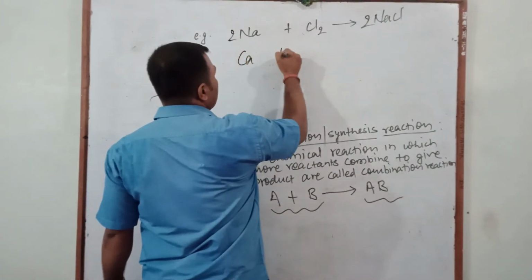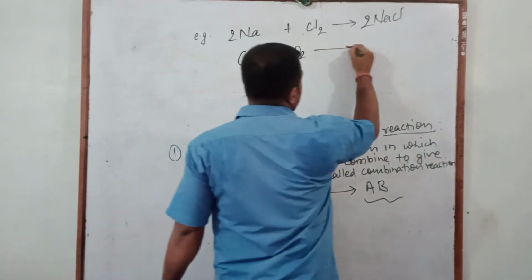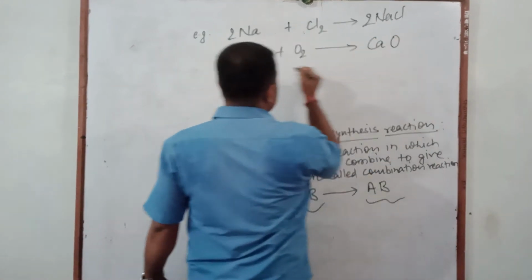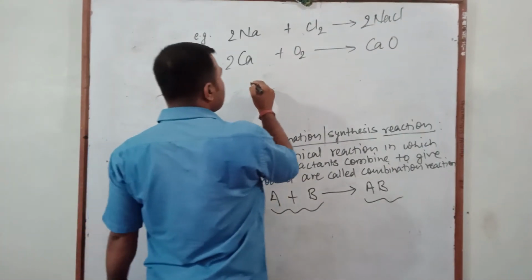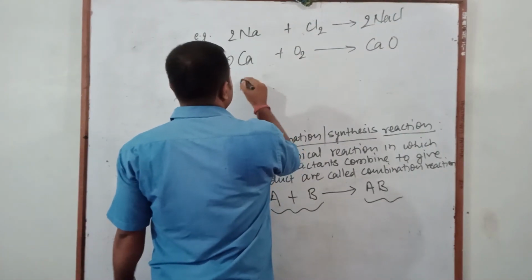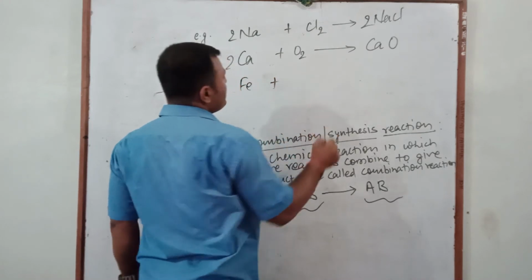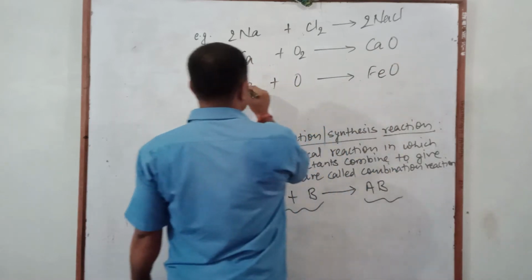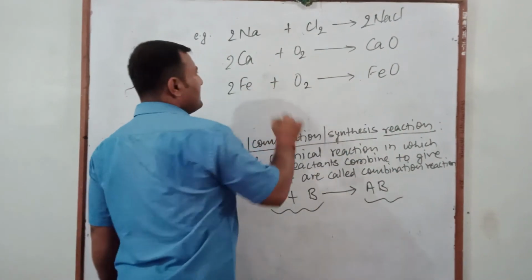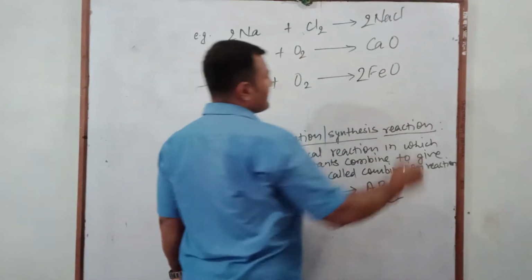Suppose calcium combines with oxygen, that gives calcium oxide. Here it is called a combination reaction. Other examples we can write: iron, when it reacts with oxygen, may give ferrous oxide or ferric oxide. In both conditions, what is a combination reaction?